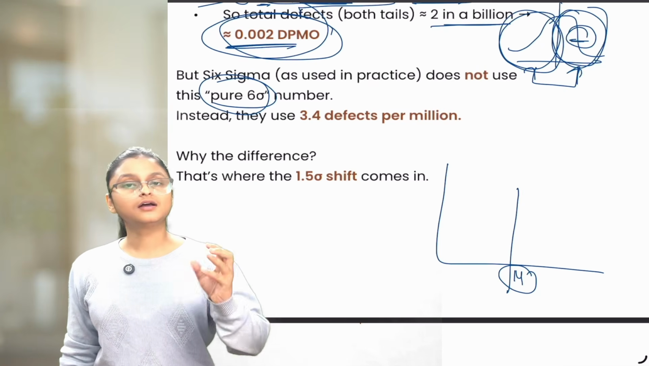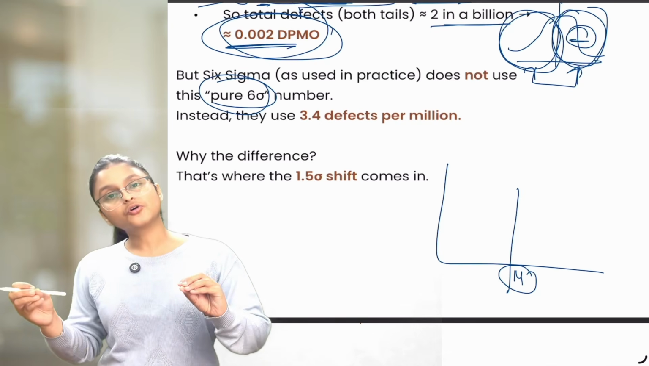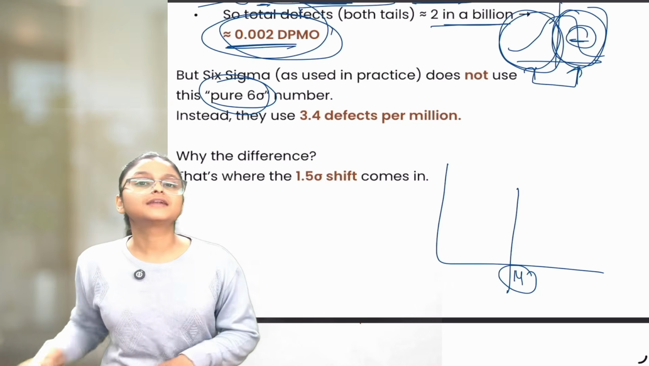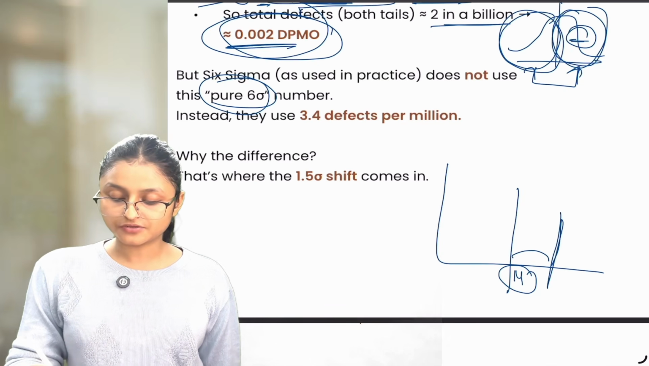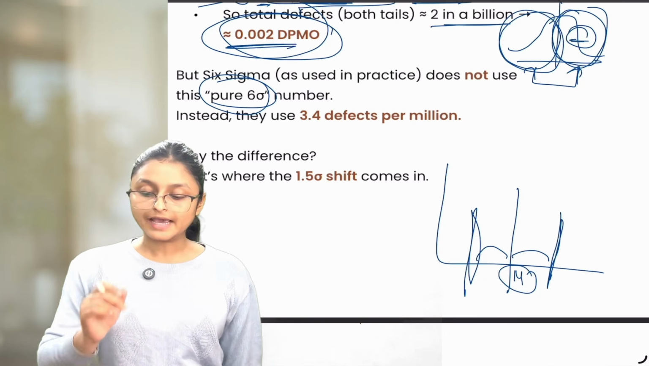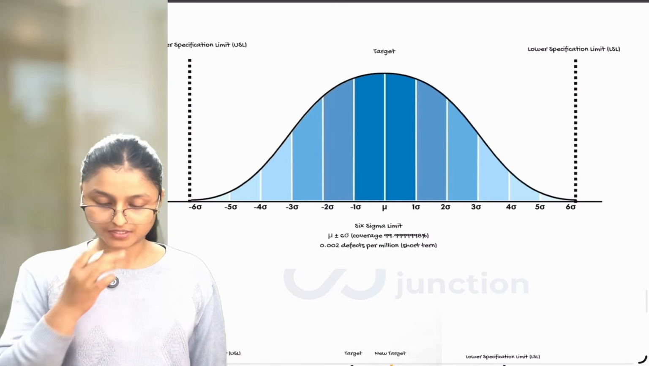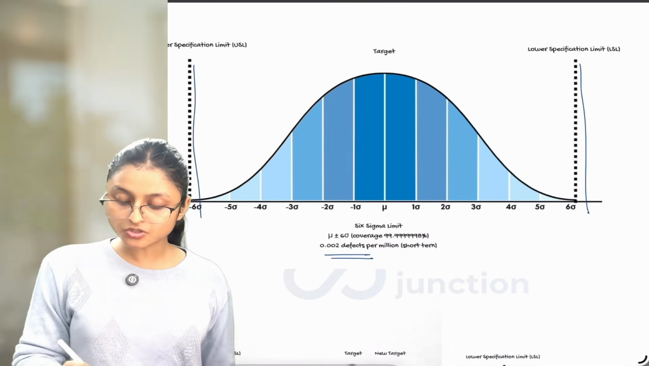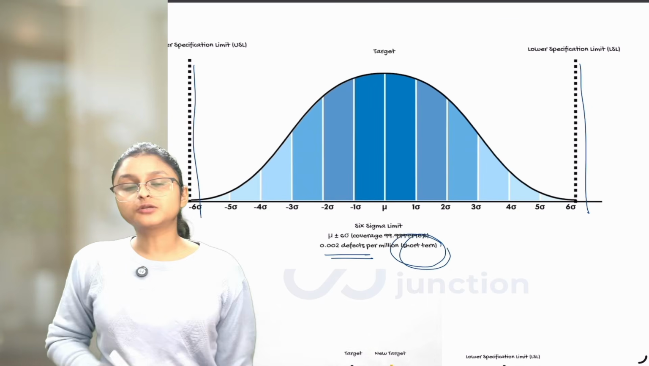Now, how much shift will happen? So, when Motorola researched this, they understood that over a longer period of time, it can happen that your mean shifts up to 1.5 standard deviation. So, this mean can go up to 1.5 standard deviation here or up to 1.5 standard deviation here. This can happen. And if this happens, then what will happen? Let's understand this with the help of this diagram. So here we are able to cover our 6 sigma limits, and that is why 0.002 defects per million opportunities will be there. But this is only for the shorter period of time.